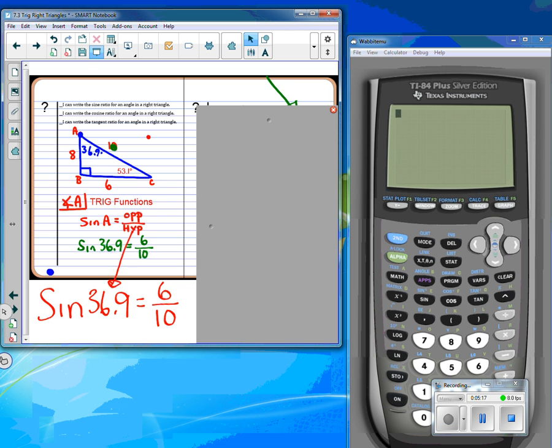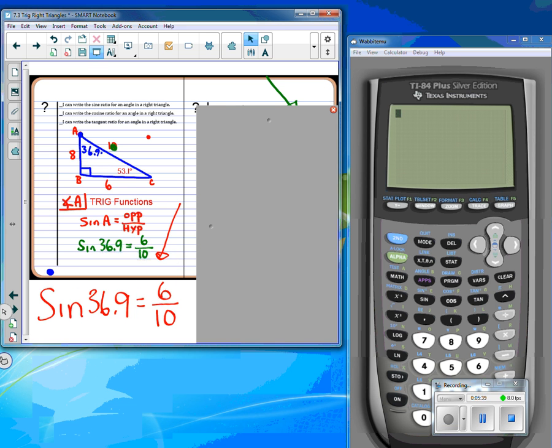You have a left side and a right side. This ratio on this side is a ratio between side lengths. Over here is an operation that's happening to the angle that's related to the sides we're talking about. So take a look. I'm going to, on my calculator, do the sine of 36.9. And I'm also going to go 6 divided by 10. You should see that these two numbers are the same.